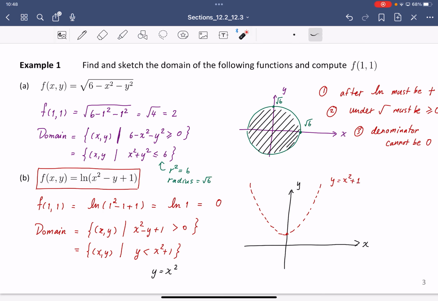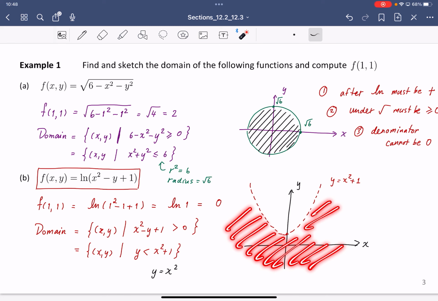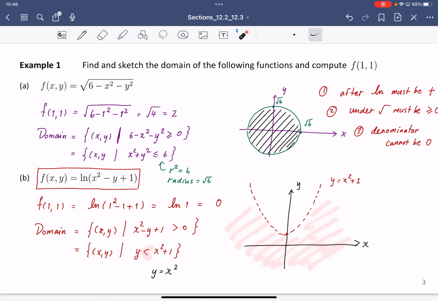Which side do you want? This one or this one? Which side do you want? So you need less than, right? Well, the easiest way to figure out which side you want, A or B, is to just plug in any point you want and then see which side you want.